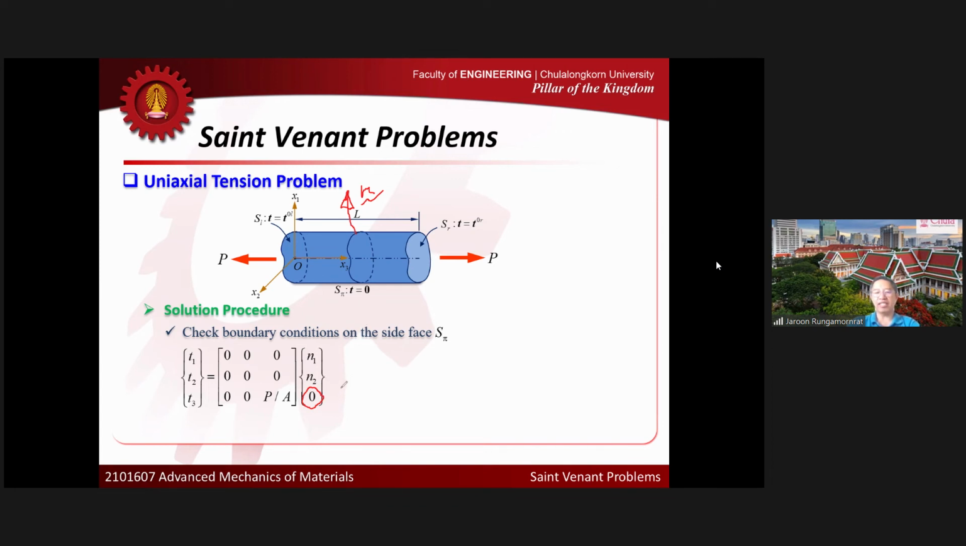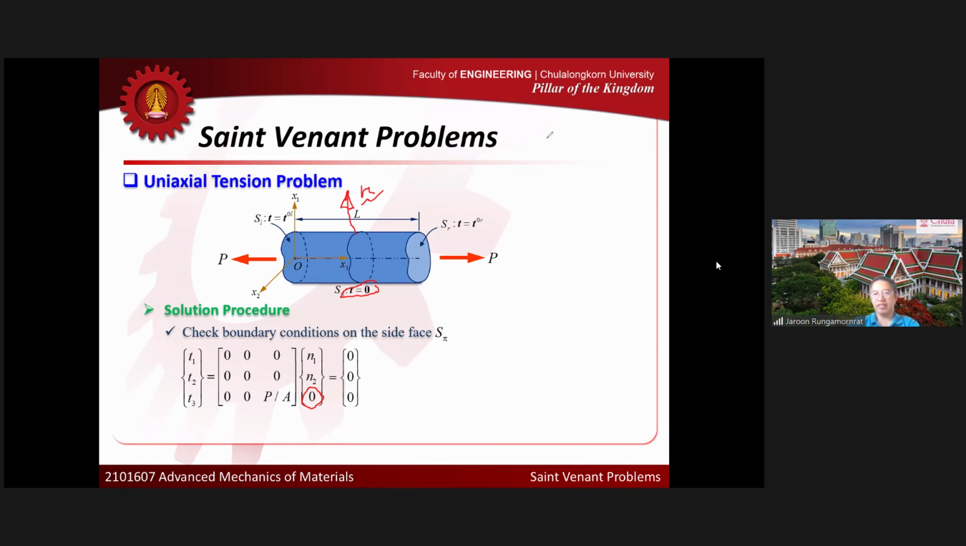So if that is the case, when I multiply the stress field that I guessed with this normal vector on the side face, I always get 0, right? It doesn't matter what the values of P and A are. So this always gives you 0. This is what we got from the gauge stress field. And look at the one that we have here. The traction prescribed on the side face is also 0.